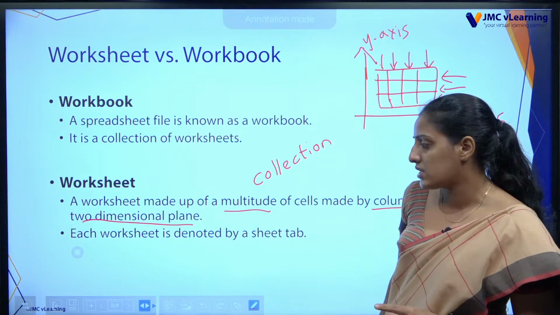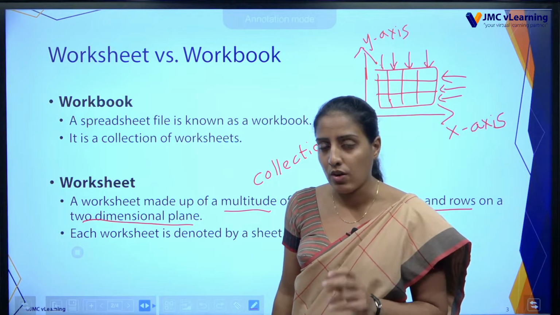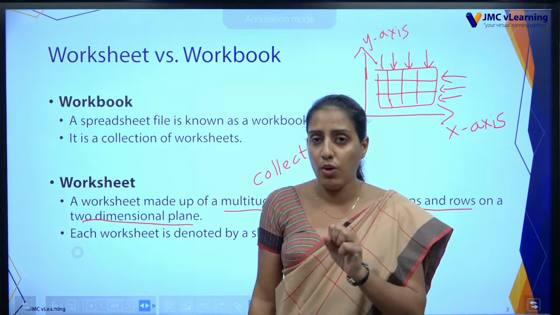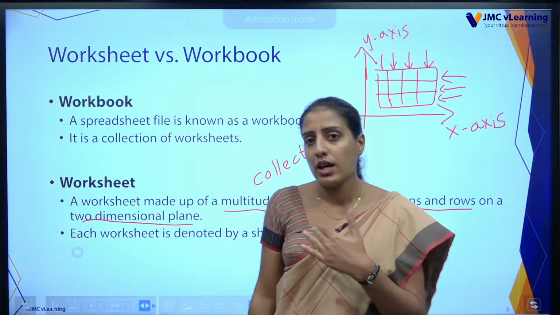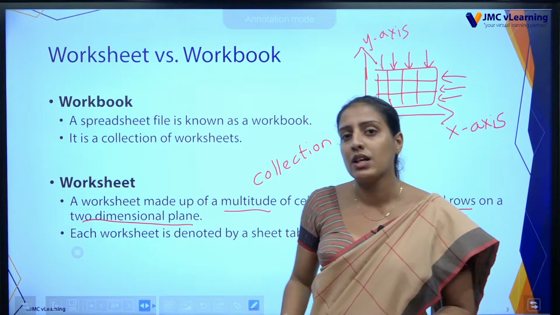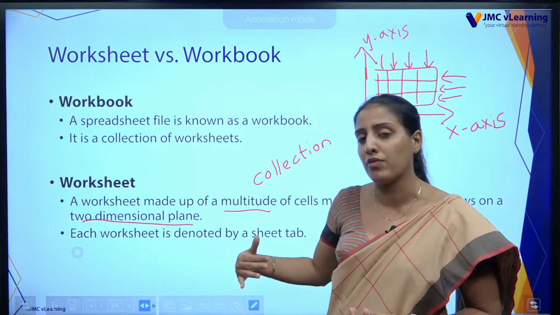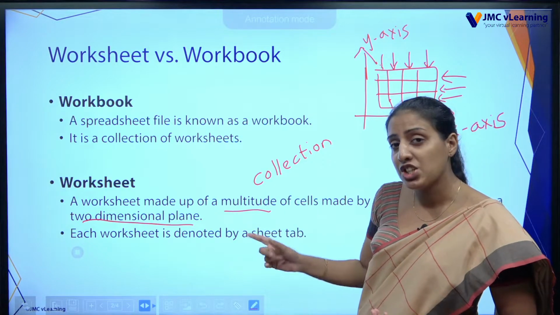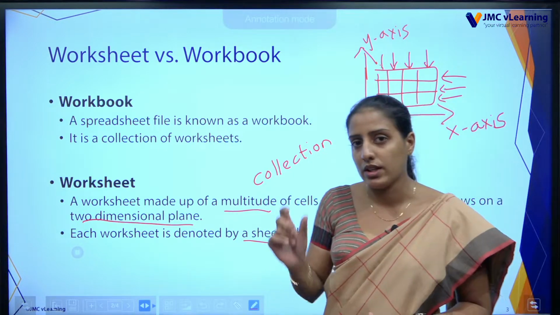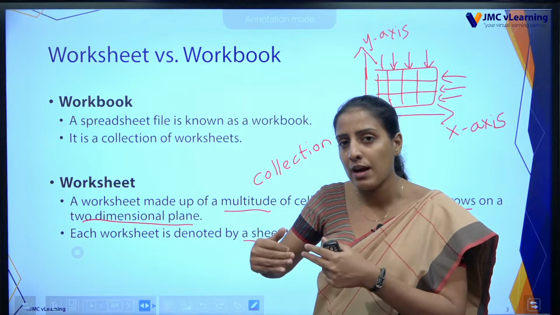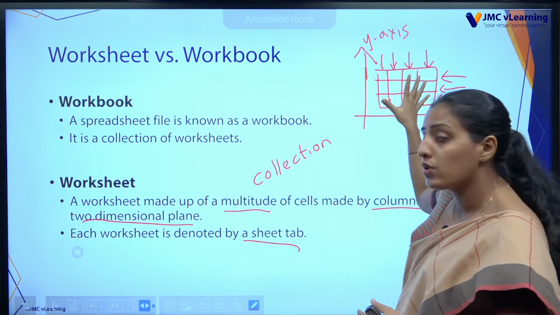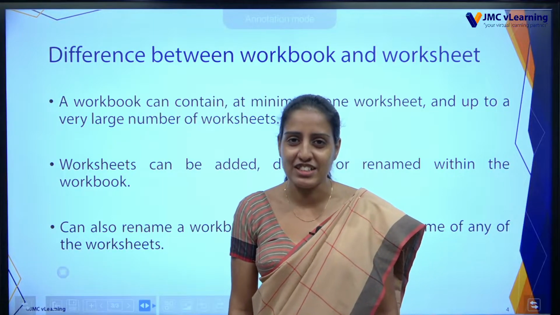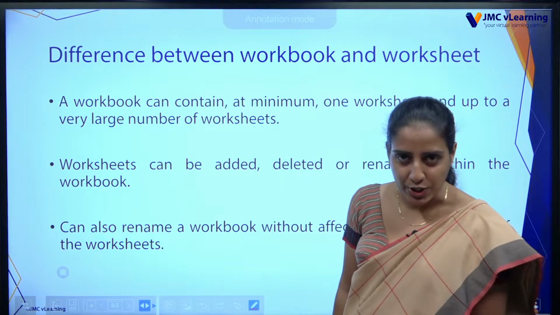Each worksheet is denoted by a sheet tab. Always remember, in the spreadsheet program or the workbook, the worksheet is denoted at the bottom of the Excel program, I will show it. The worksheet is a sheet tab, it is a tab actually. In this tab you can see the multitude of cells with the columns and rows. So let us discuss the difference between the worksheet and the workbook.